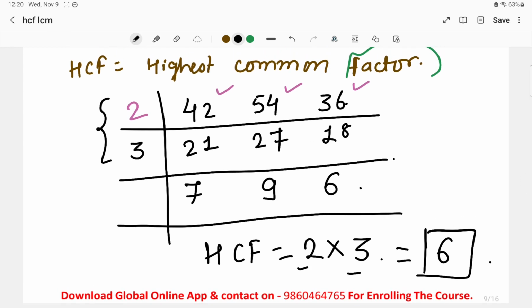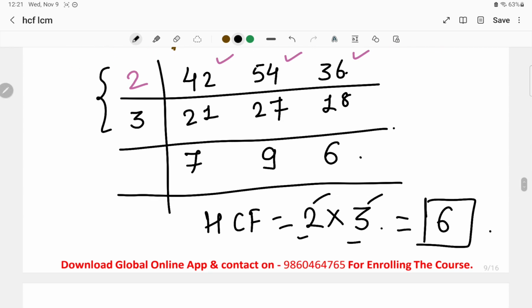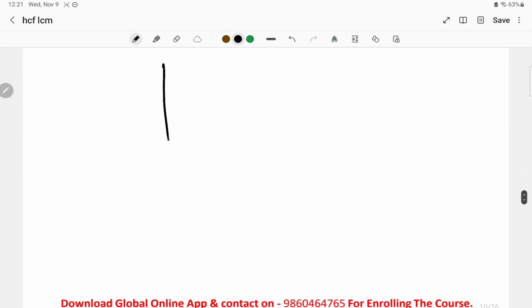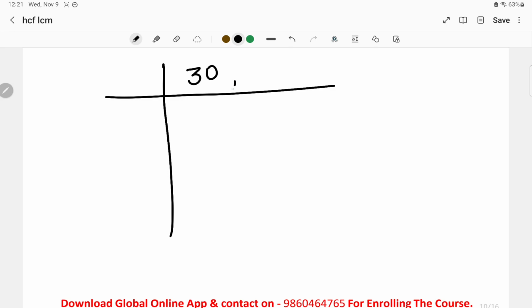We have to start by dividing all three numbers by one common number, and if all three numbers are not divisible by one single number, then we stop the procedure of the HCF and calculate the rest by multiplying the numbers. Okay, one more example of HCF I am taking here, 30 and 42. To calculate the HCF of 30 and 42, I will look at the numbers and check by which number they are commonly divisible.